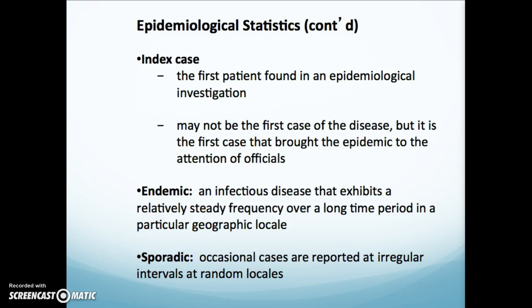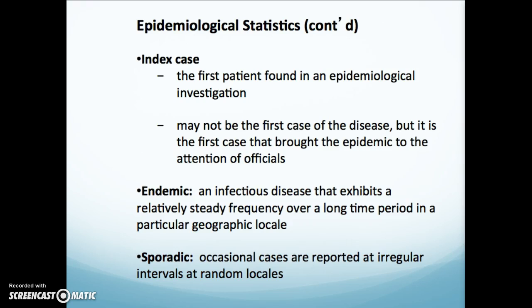We also have the index case. This would be the first person found in the epidemiological investigation, often referred to as patient 1. And it may not be the first case of the disease, but it is the first case that brought attention to it, to the officials.